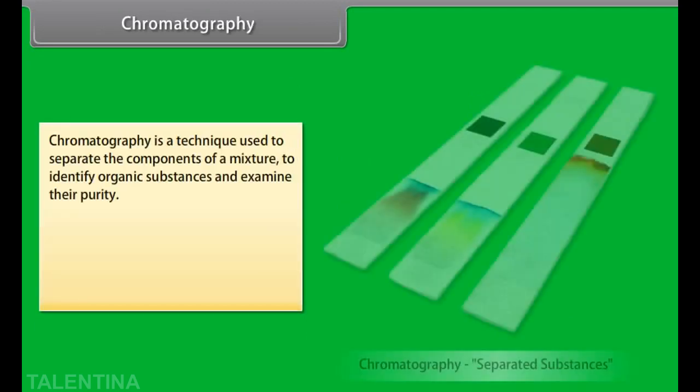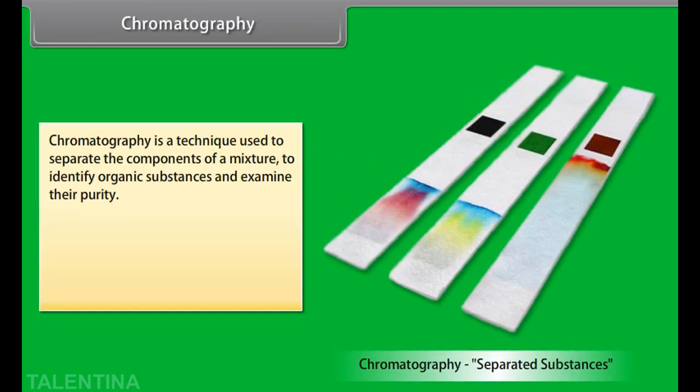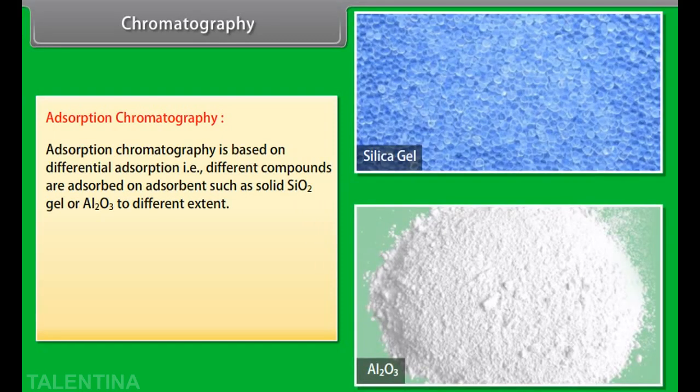Chromatography. Chromatography is a technique used to separate the components of a mixture to identify organic substances and examine their purity. Classification of chromatography: adsorption chromatography and partition chromatography. Adsorption chromatography is based on differential adsorption, that is, different compounds are adsorbed on an adsorbent such as solid SiO2 gel or Al2O3 to different extents.